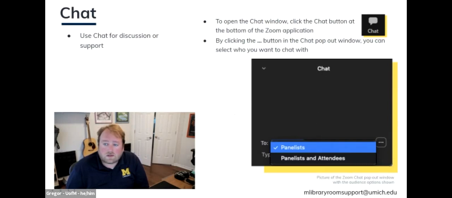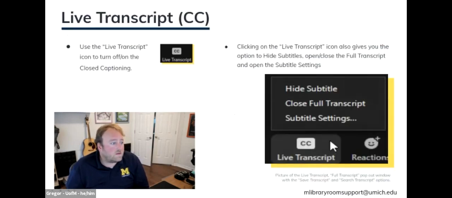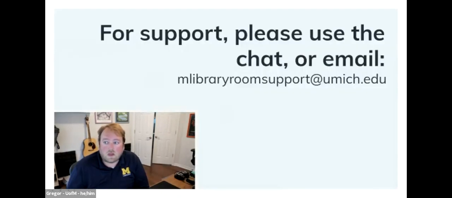Chat, open up the chat using the chat button in the bottom of your screen, and then you can say who you want to chat to. This picture here is actually from a webinar, but just choose to chat with everyone. The live transcript, you can click the live transcript CC button on the bottom to turn on and off your transcript so you can see what I am saying. And then for support, use the chat if you have any issues, or email our team support group here, library room support at umich.edu.